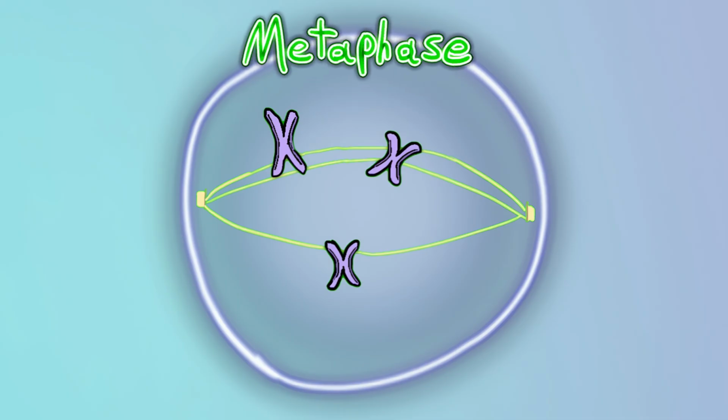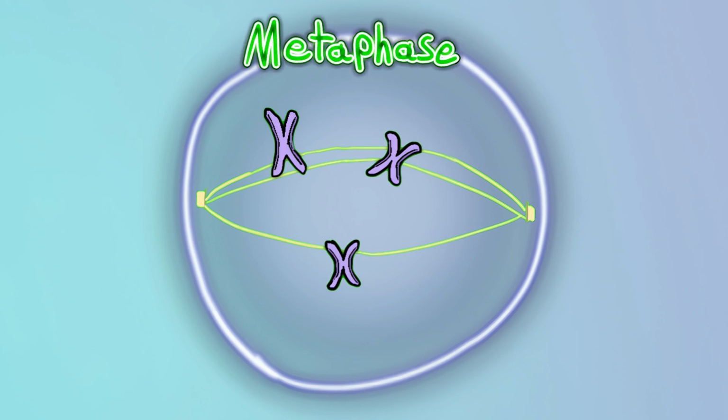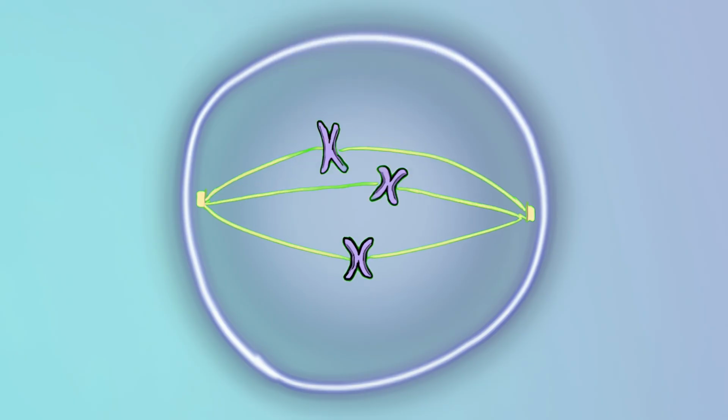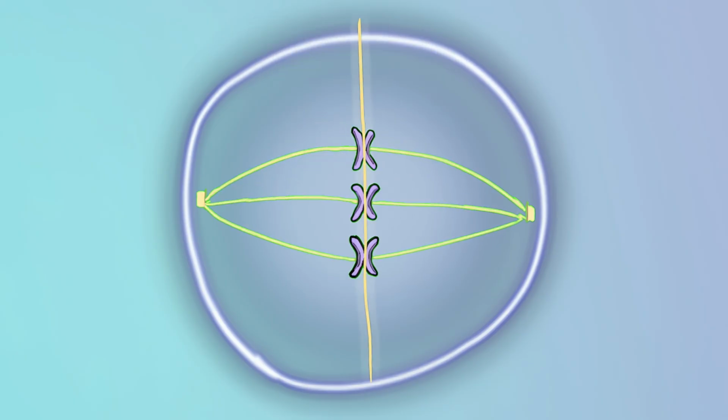Now we have arrived at metaphase. During this phase, the spindle fibers will move and reorganize the chromosomes neatly down the exact middle of the cell, so that a sister chromatid is on either side of the cell.